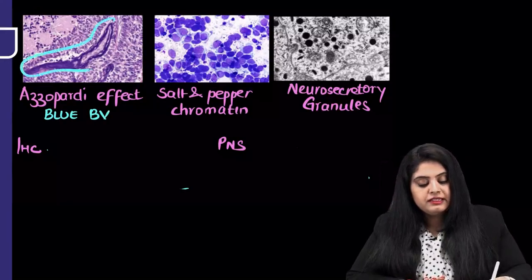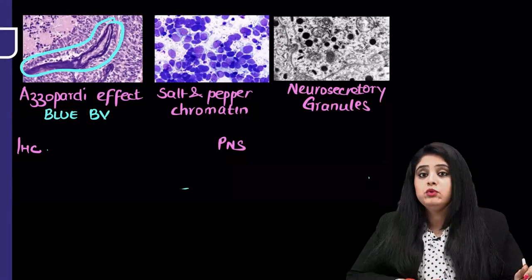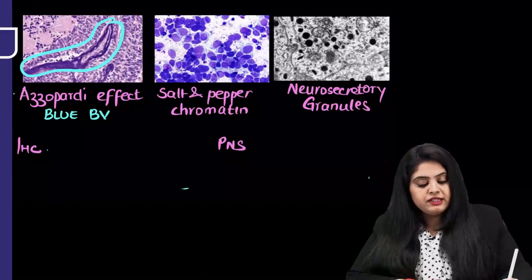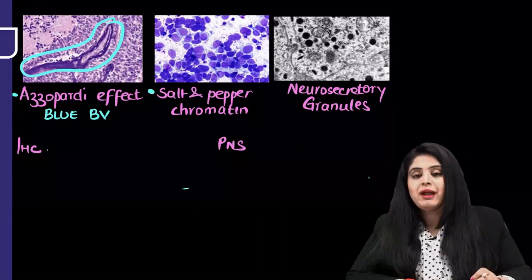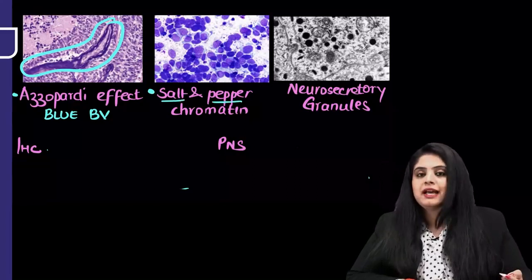Blue blood vessels. These are referred to as the Azzopardi effect. Blue blood vessels are noted. Next, what I see is the very famous salt and pepper chromatin. What is salt and pepper? White and black, salt and pepper.